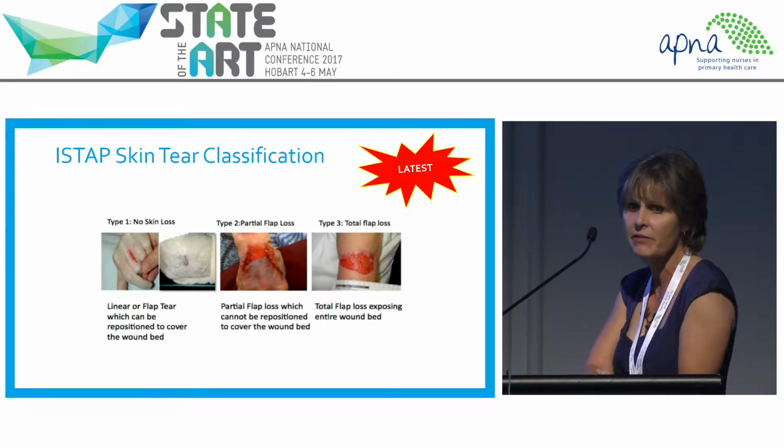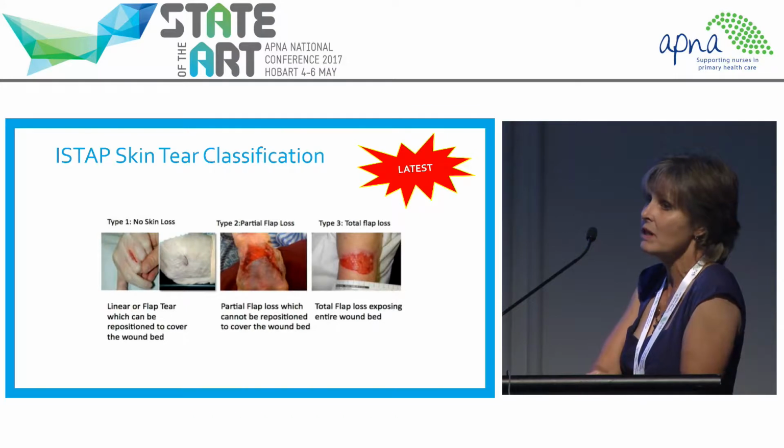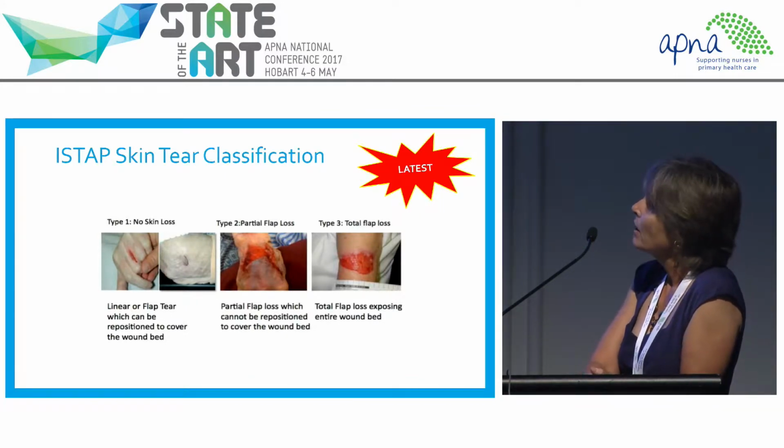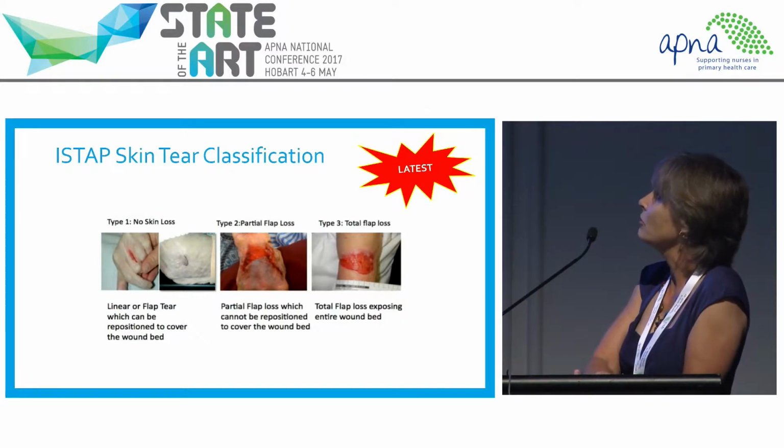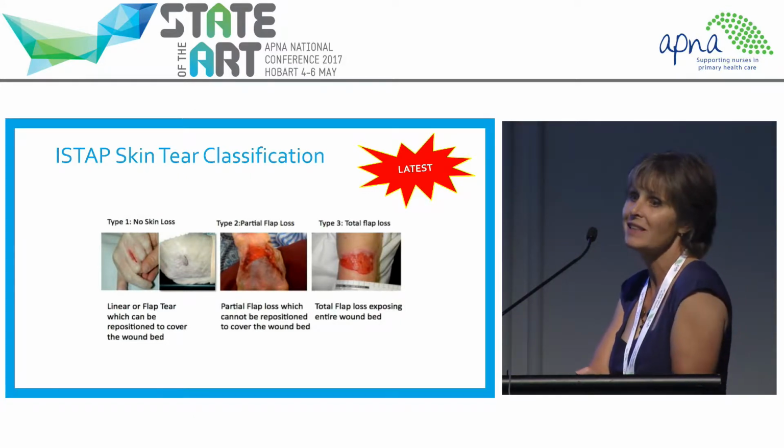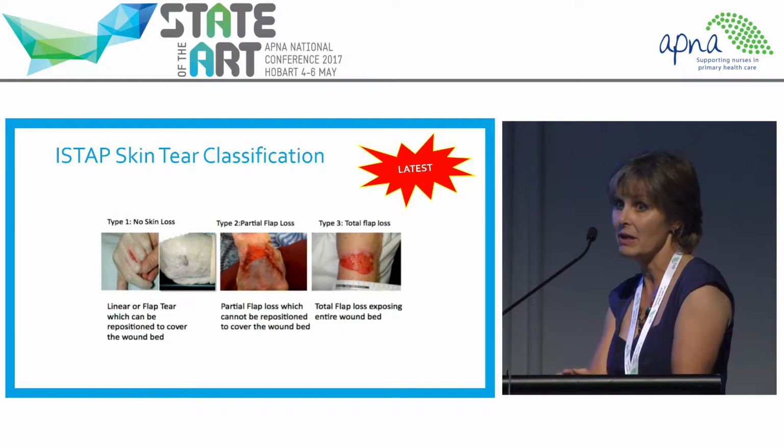The STAR one has 5 different categories. This one has only got the 3 categories. So we've got no skin loss at all, we've got a partial flap loss, or we've got total flap loss. Much, much easier to remember.